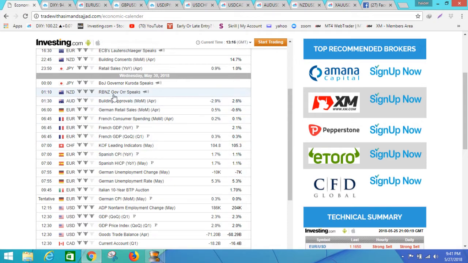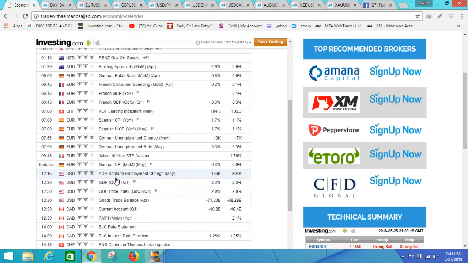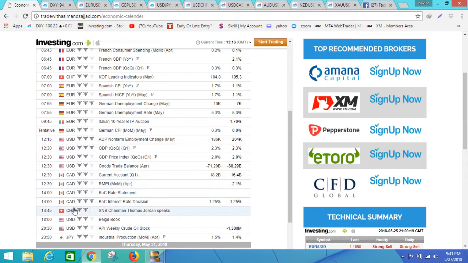New Zealand dollar: the New Zealand bank governor will speak, then also some Australian dollar data. Then we have, for Euro pairs, German unemployment change, and ADP non-farm employment change for the US dollar, GDP also. And for the Canadian dollar we have the Bank of Canada interest rate decision, and normally this is very volatile for Canadian pairs. We can expect something like a 100 or 120 pips move up or down.